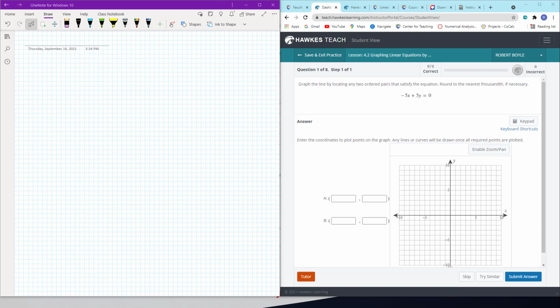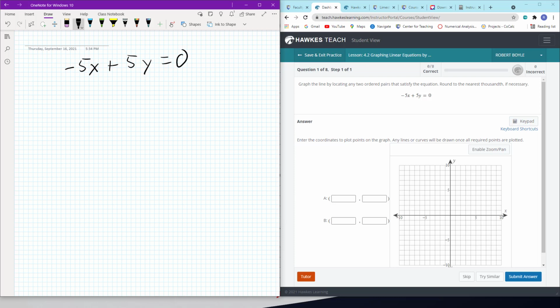Okay, I forgot to bring OneNote up, but it's up now. So we have the equation negative 5x plus 5y is equal to 0. That's not a very fair equation, but let's take a look at it. We want to enter two coordinates to plot on the graph, and once we've done that, a line will be drawn for us. So we actually want to come up with 2 points that satisfy this equation.